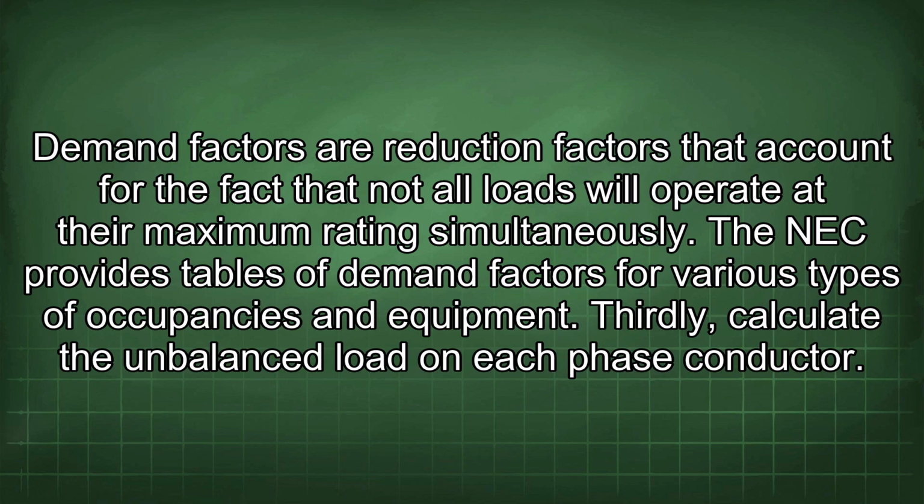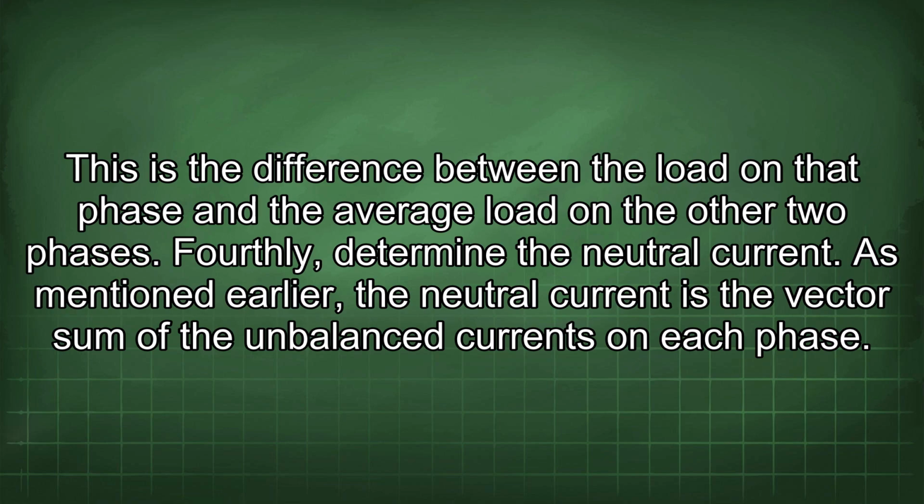Thirdly, calculate the unbalanced load on each phase conductor. This is the difference between the load on that phase and the average load on the other two phases. Fourthly, determine the neutral current. As mentioned earlier, the neutral current is the vector sum of the unbalanced currents on each phase.